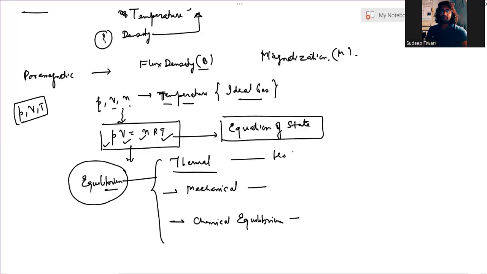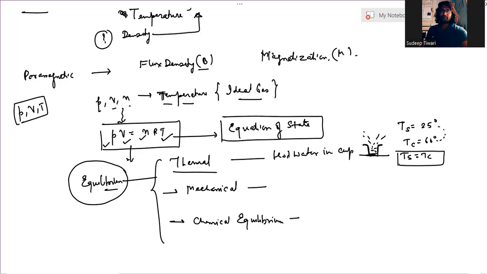So hot water is placed in a cup, and that cup is placed in the room. Let's say the boundary of the cup is thermally conducting. So what will happen? It will lose its heat to the surroundings. Let's say the surrounding temperature is 25 degrees Celsius, and initially the cup temperature was 60 degrees Celsius. After a while, both the surrounding temperature and the temperature of the contents of the cup will be the same, and we'll say that the contents of the cup are in thermal equilibrium with the surroundings. So this is called thermal equilibrium.